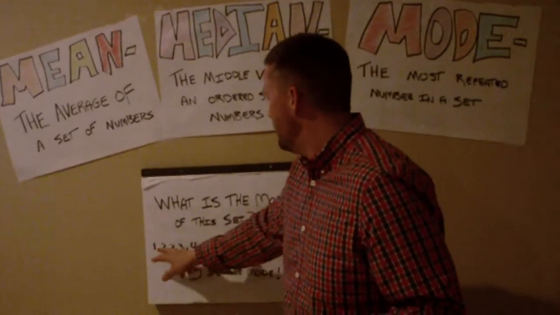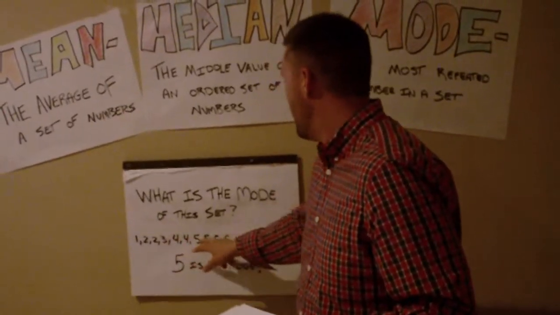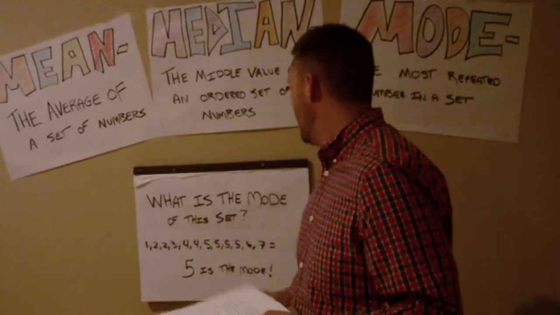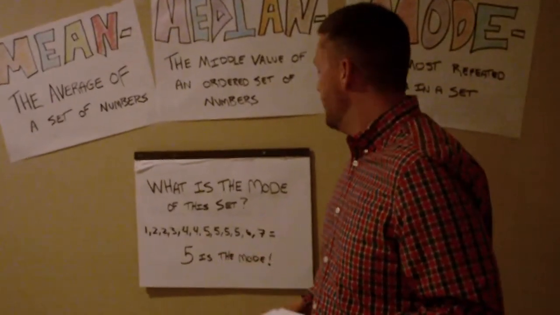So here we have 1, 2, 2, 3, 4, 4, 5, 5, 5, 5, 6, 7. And we can obviously tell in this set 5 occurs the most times, so that's the mode.